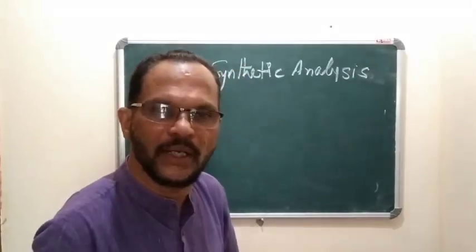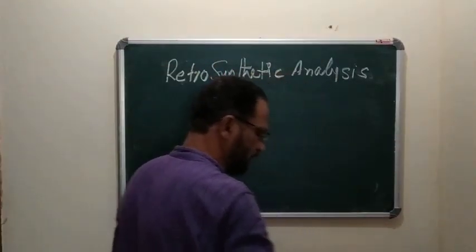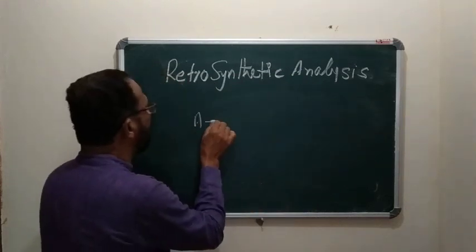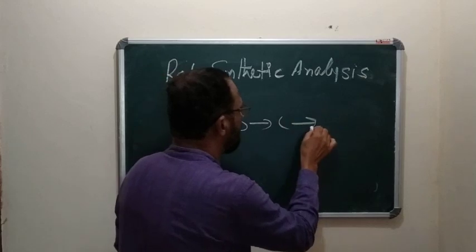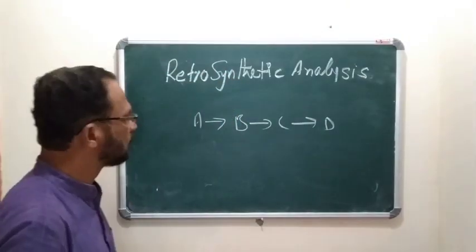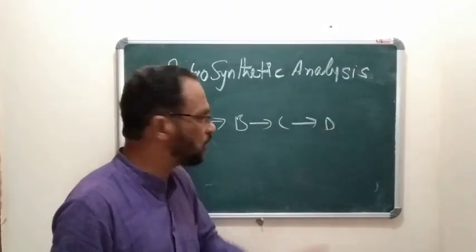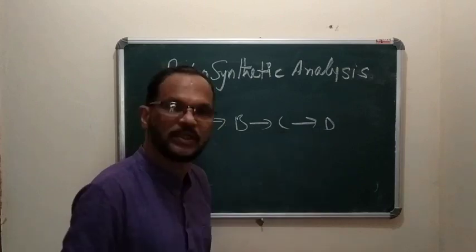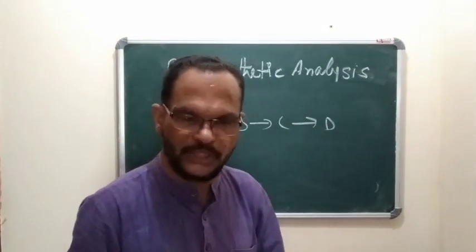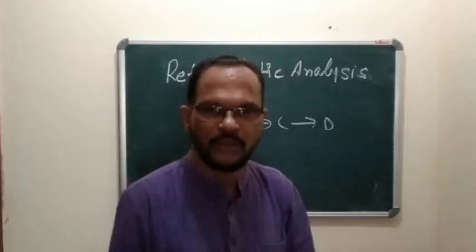For example, let us see the synthesis of D. A, B, C and D. Let us take an example of synthesis of A, a synthesis of D. This is now called the scheme of synthesis of D. This is what is called the scheme of synthesis of this.